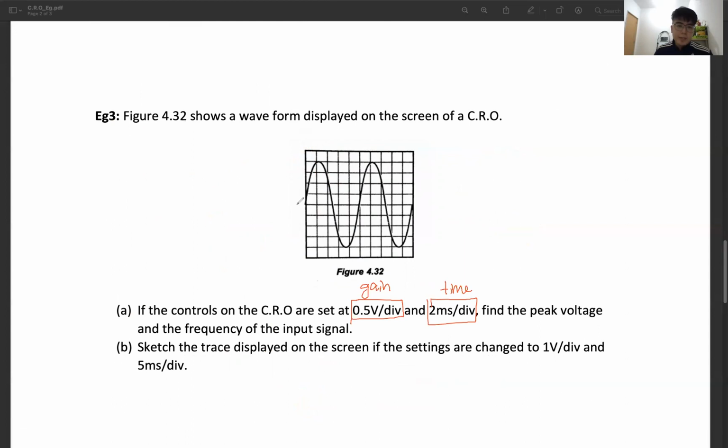Okay, peak voltage, very easy. We measure from the x-axis. So 1, 2, 3, 4. 4 boxes up. So if 0.5 per division, 4 times 0.5, that's 2.0 volt. That is our peak voltage.